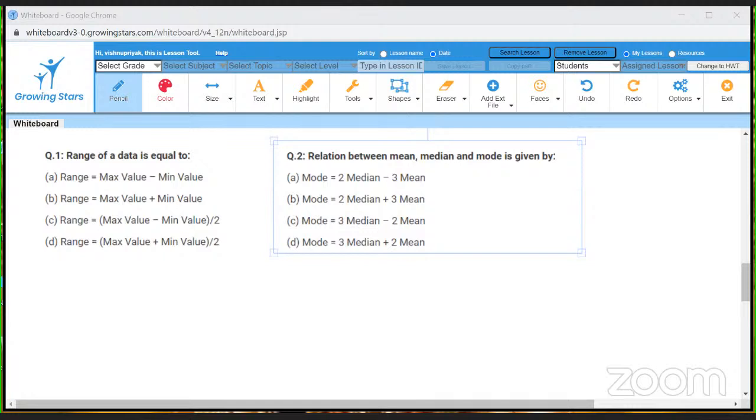Kumar is saying second answer, but he did not tell the first answer, Kumar. Lohit is saying first answer is A, second answer is C.